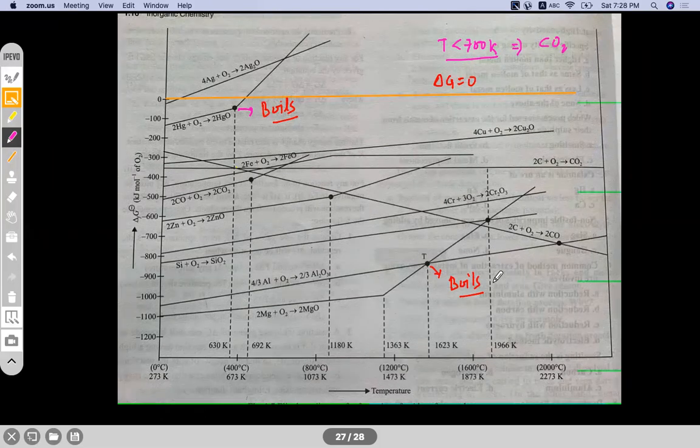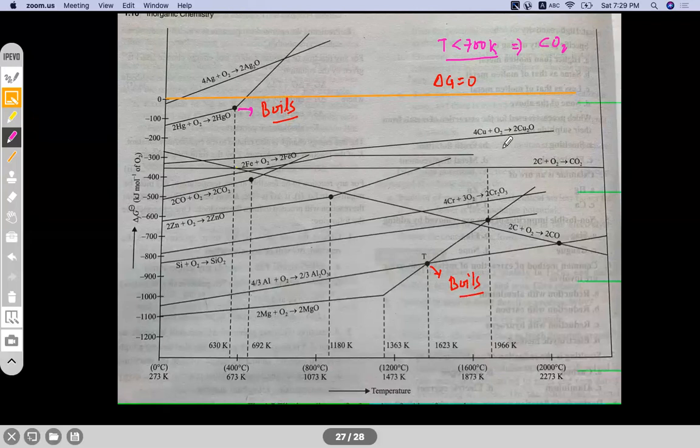The point here is that it gives the feasibility of the oxide formation of various elements, metals, at different temperatures. The sharp change represents the change in phase, as we have discussed. The metal which is above in this diagram will get replaced by the metals which are present below. All these are temperature dependent processes. Like below this temperature, magnesium can reduce aluminium, but above this temperature, aluminium will reduce magnesium.